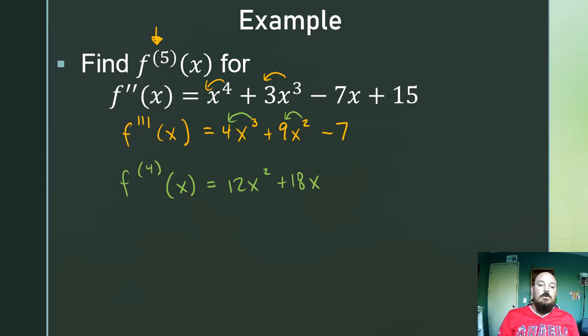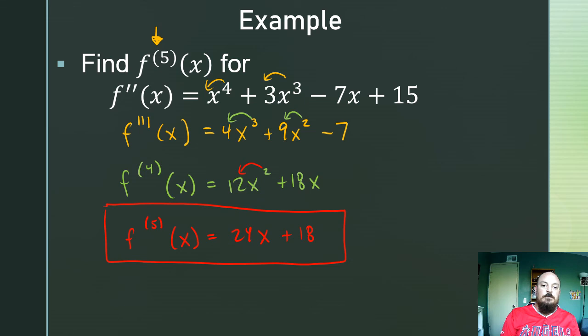All right, one more time and we're done. So the fifth derivative, which is going to be my final answer, power rule again. 2 times 12 is 24. Lower the exponent by 1, you get x, or x to the first. And the derivative of 18x is just 18, because that was x to the first power. So here's your final answer, 24x plus 18.